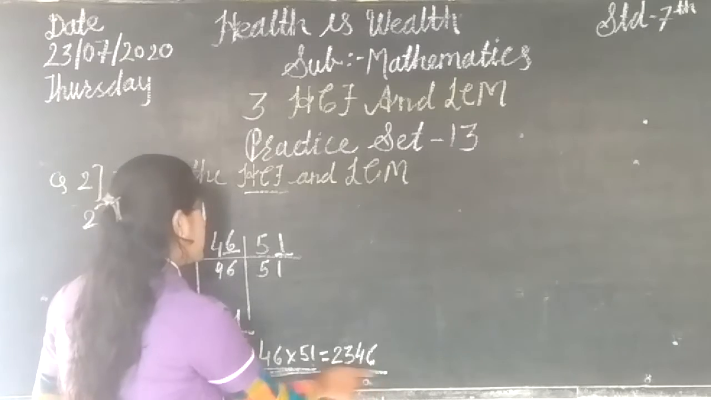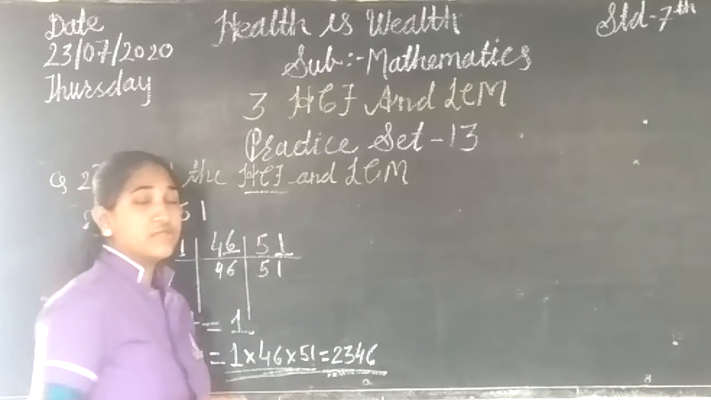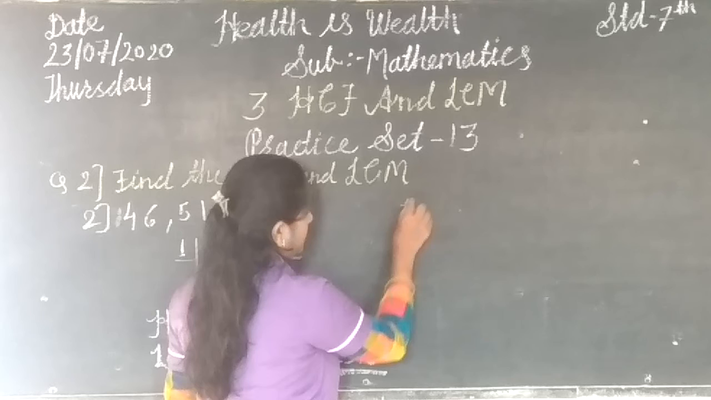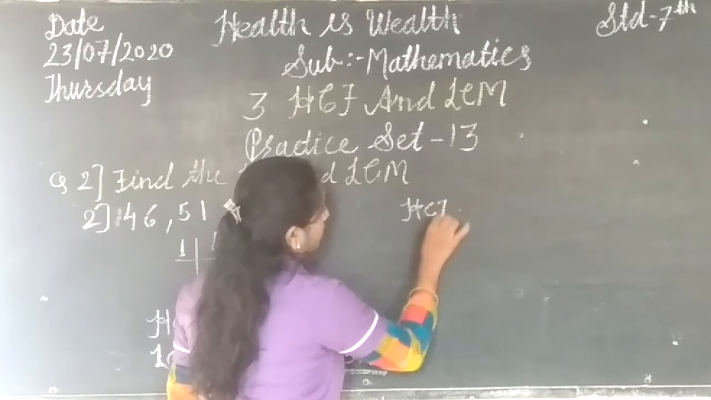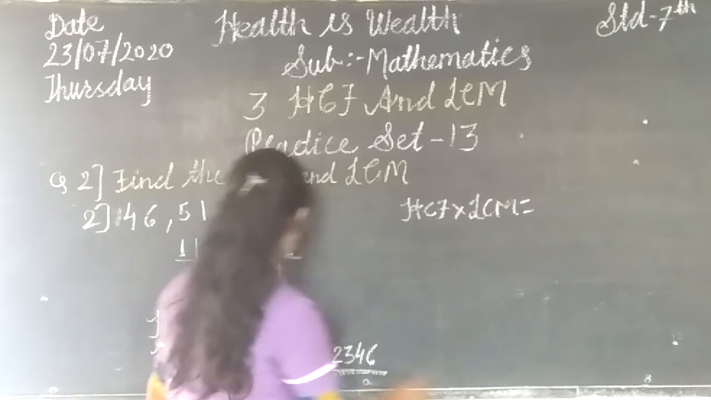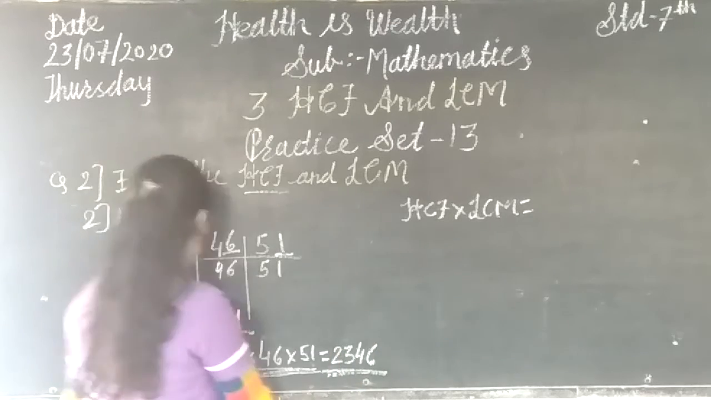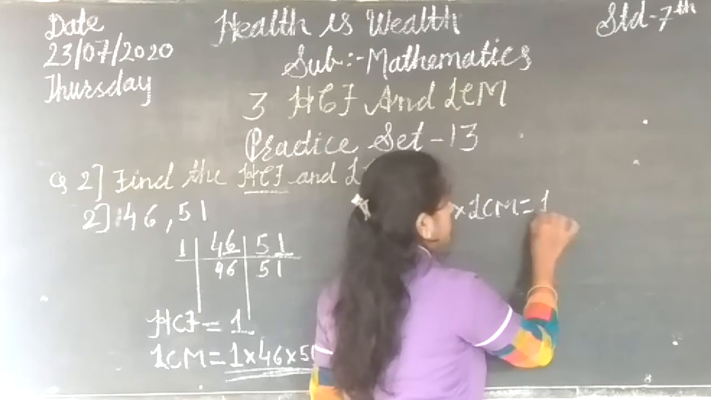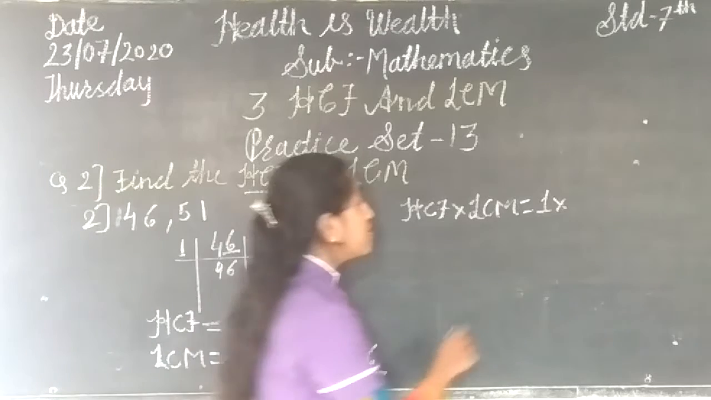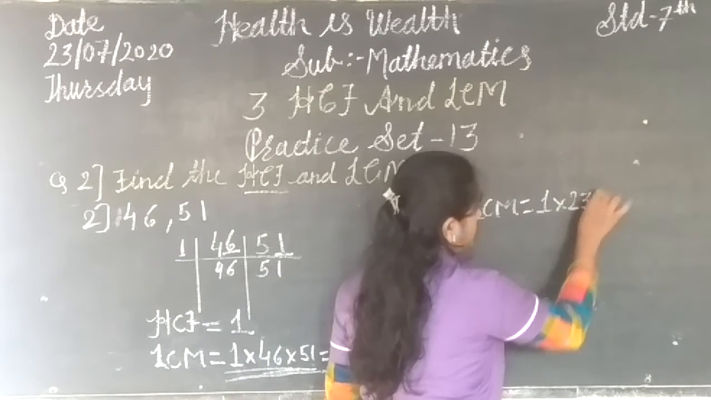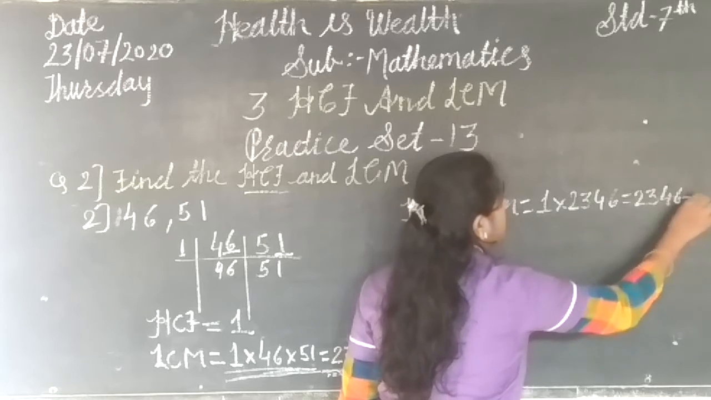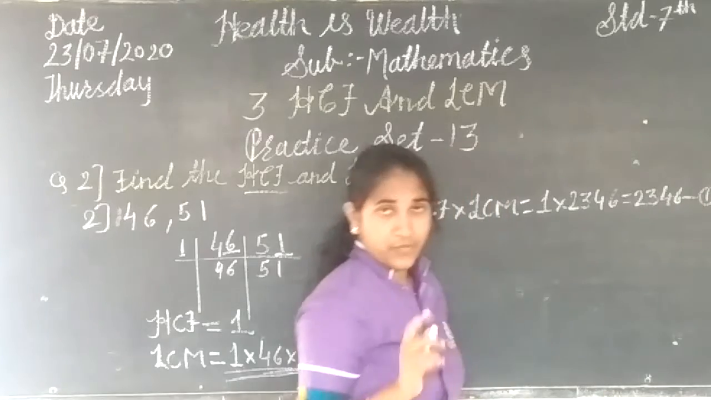Then LCM, we got 2346. Now which is our next step? That is the HCF multiplication LCM. What is our HCF? That is 1, and our LCM is 2346. That means we get the same answer again, and that we have to give as equation number 1.